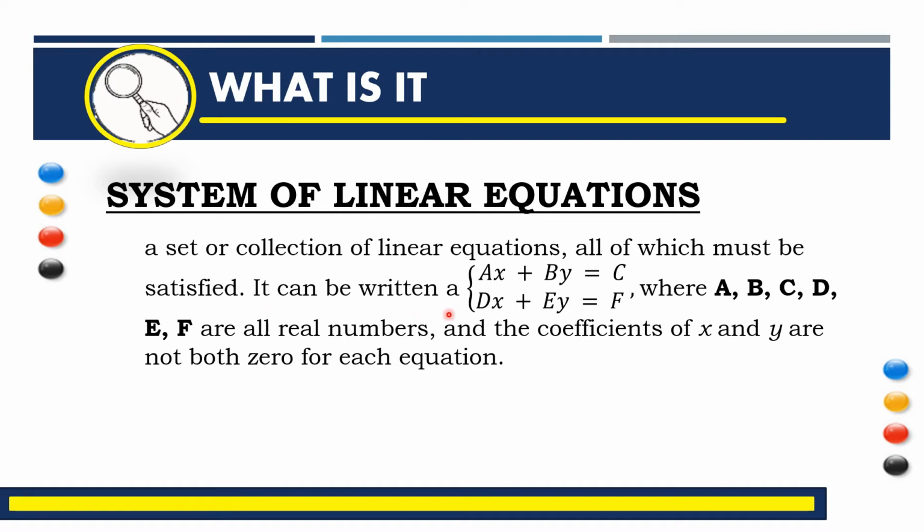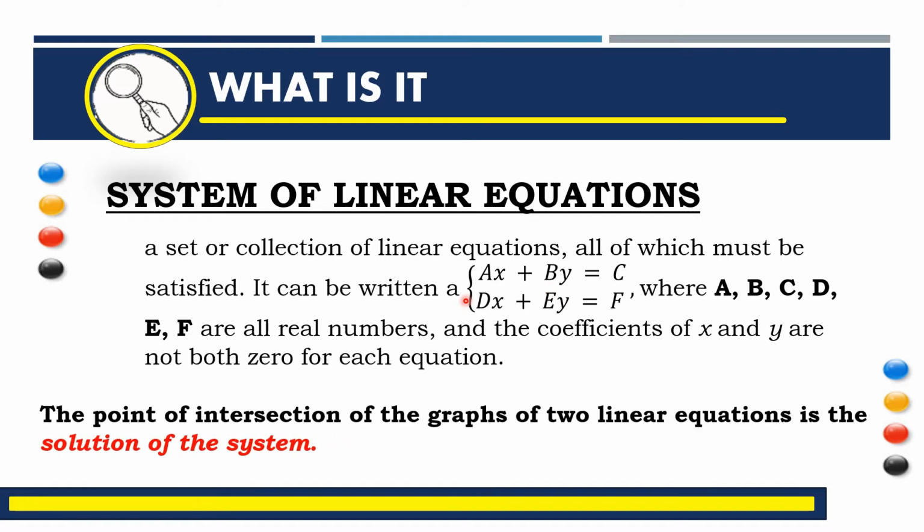So it can be written as ax plus by is equal to c and dx plus ey is equal to f. So this symbol here corresponds to a system. In which a, b, c, d, e, and f are all real numbers and the coefficients of x and y are not both 0 for each equation. And take note that the point of intersection of the graphs of two linear equations is called the solution of the system.